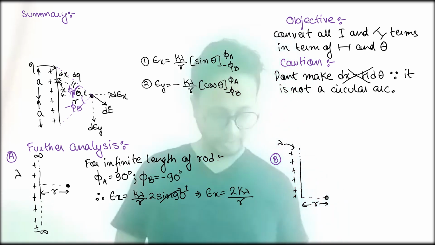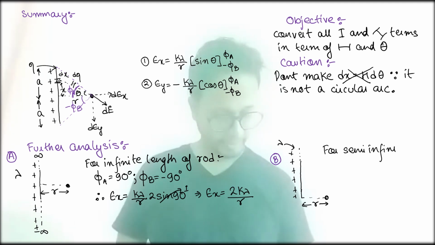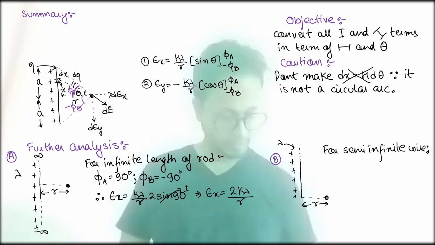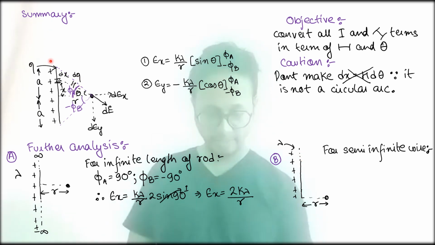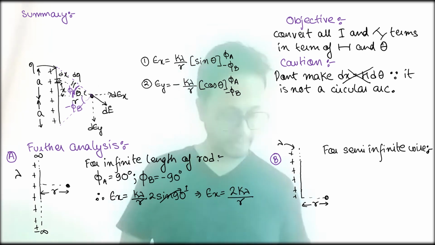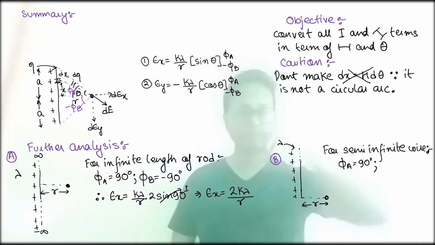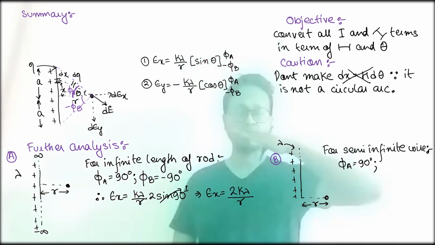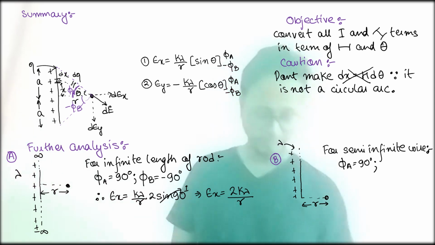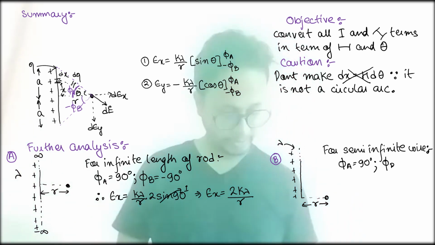So for semi-infinite wire, what is the value of phi a? Phi a will tend towards 90 degrees. So phi a is equal to 90 degrees. Similarly, what is the value of phi b? Phi b doesn't move down, so phi b gets stuck at 0. So here phi b will be equal to 0.